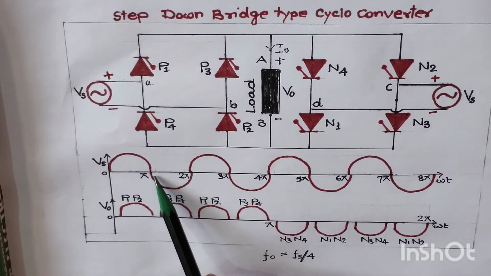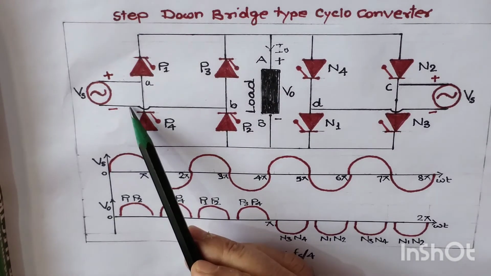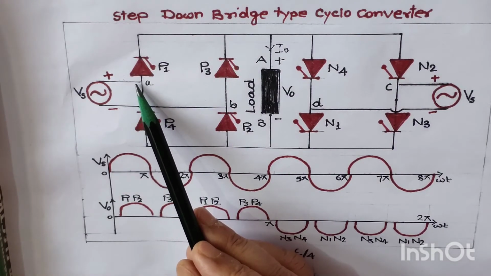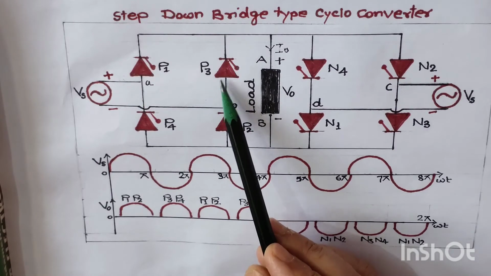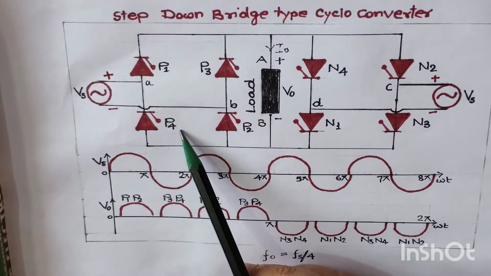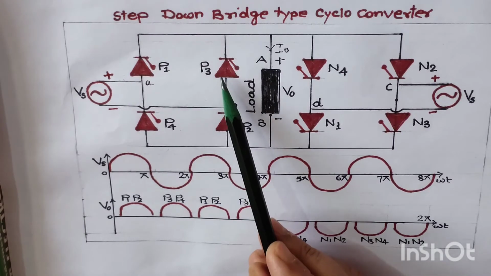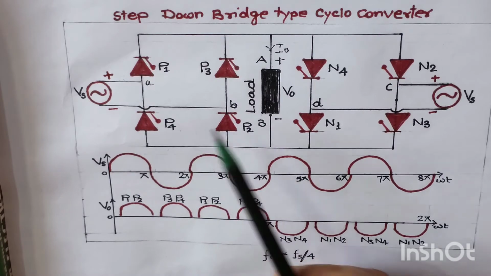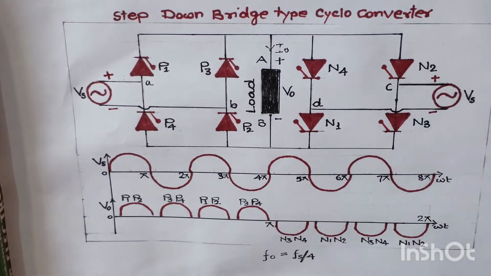So once we have a negative input supply voltage, that is from an angle of pi to 2 pi, it means this side will be positive and this side will be negative. So in this case, thyristor P3 and P4 will be in forward conduction mode. So we will supply a trigger pulse to thyristor P3 and P4 only. We will not supply any trigger pulse to thyristor N2 and N1.